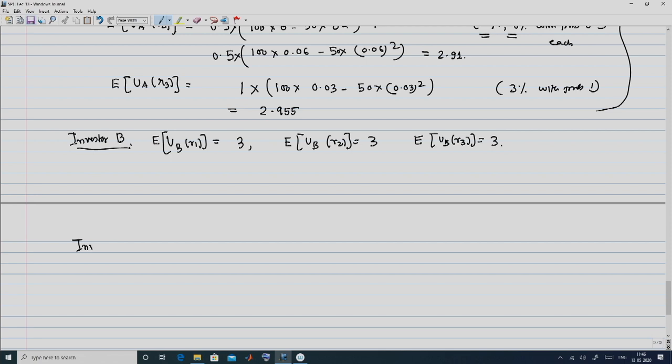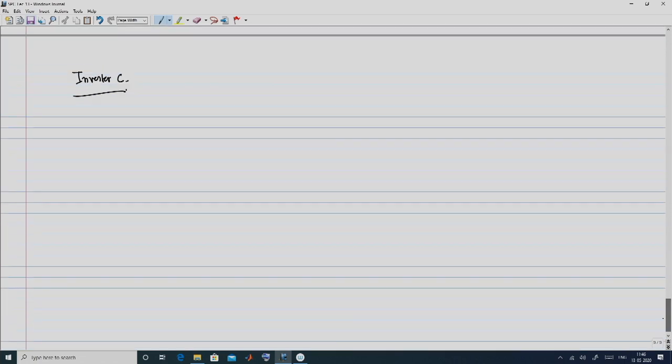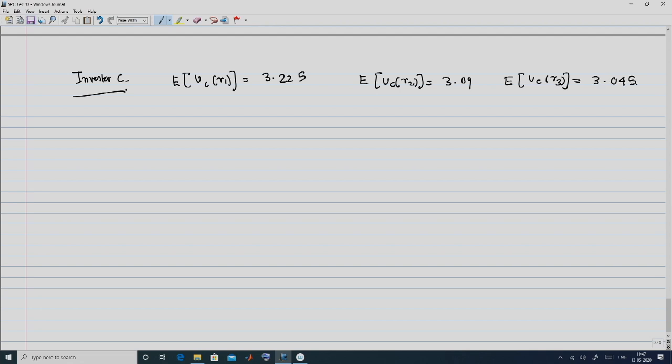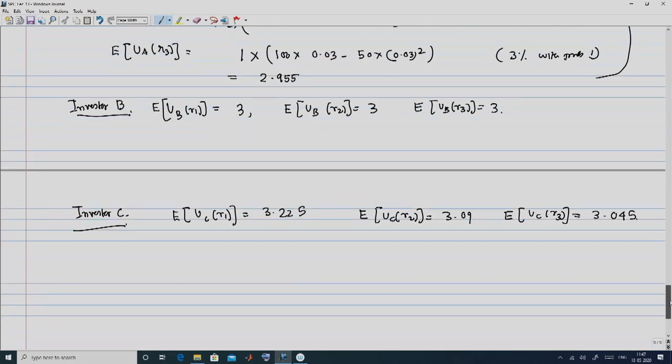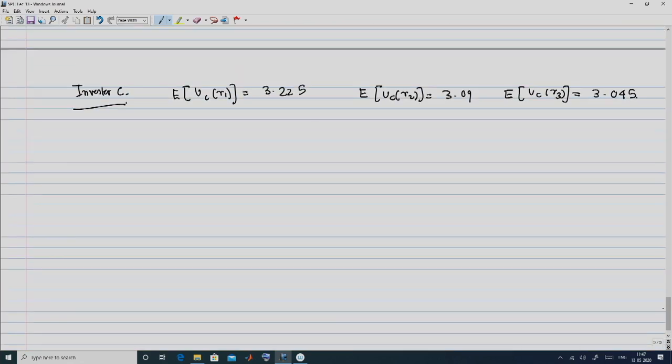Now, let's come to the last investor, investor C. In case of investor C, the expected utility for the first asset turns out to be 3.225. Expected utility in case of the second asset turns out to be 3.09. And expected utility in case of the third asset turns out to be 3.045.